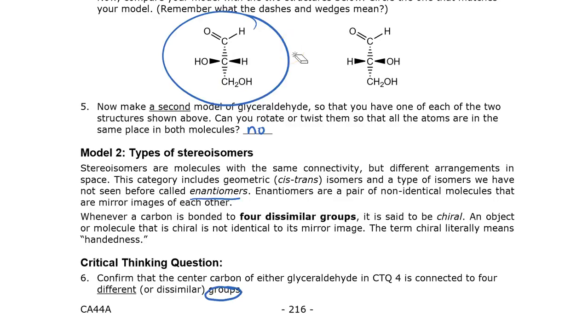But that's not how we think about it. We think about the entirety of the groups. So it's an OH group, an H group, a CH2OH group, and an aldehyde group. So is everything in this circle the same as everything in this circle? Clearly not. So that's 4 dissimilar or 4 unique groups. Got it?